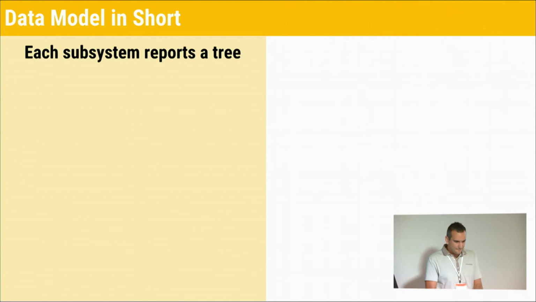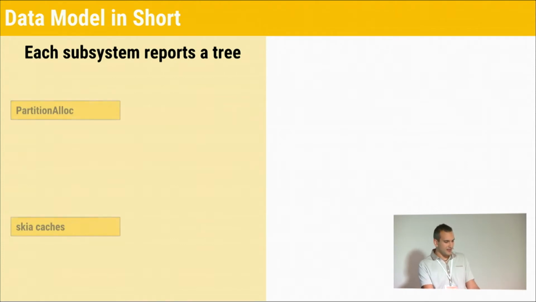So what is the content? Once you get all this data, how does the snapshot look in the trace? The main idea is that all these subsystems that I briefly talked about report a tree with some information. So let's just make a short example.